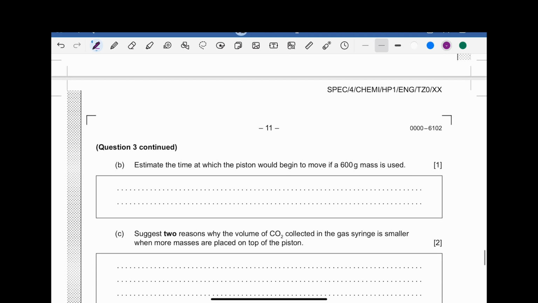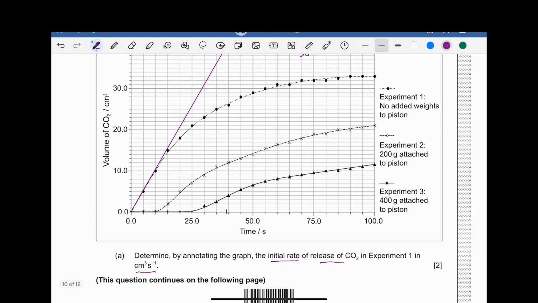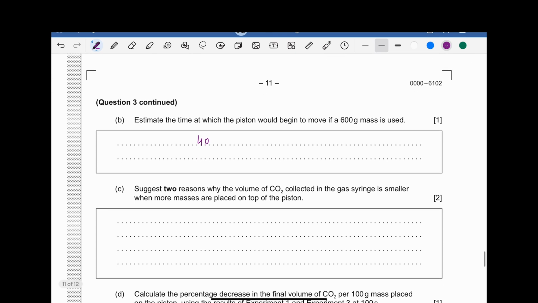B, estimate the time at which the piston would begin to move if 600 gram mass is used. So let's go back and see. Experiment 2 is for 200 gram, and it starts moving at around 10, and here 25, so I can say around 40 to 50. So 40 seconds.